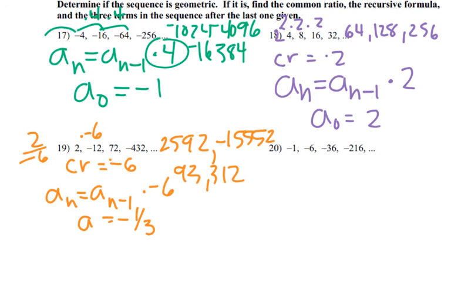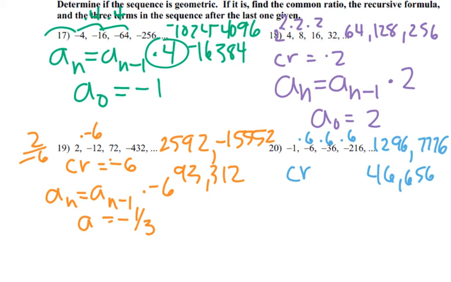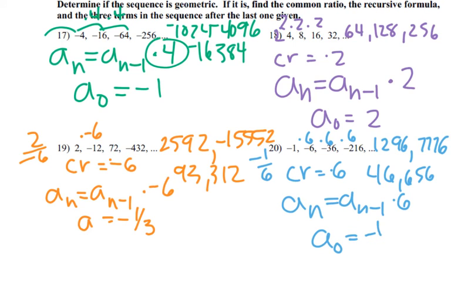Times that by negative 6, and a positive 93,312. Then our last problem here, negative 1 to negative 6 to negative 36. We're again timesing by a 6. This time it's positive. So 216 times 6 would be 1296. Times that by 6, 7,776. Times that by 6, and we get 46,656. So common ratio, constant ratio, timesing by 6. And the formula a sub n equals a sub n minus 1 times 6. A sub 0 equals negative 1 divided by 6, or negative 1/6. Okay, and there you guys go.